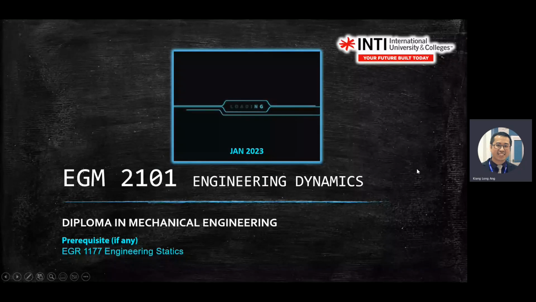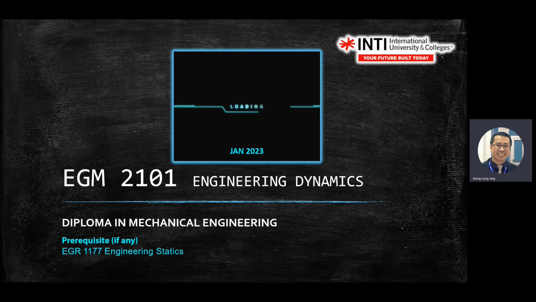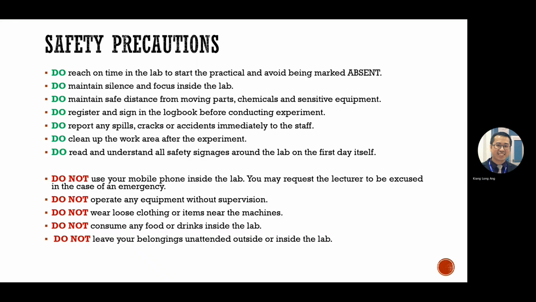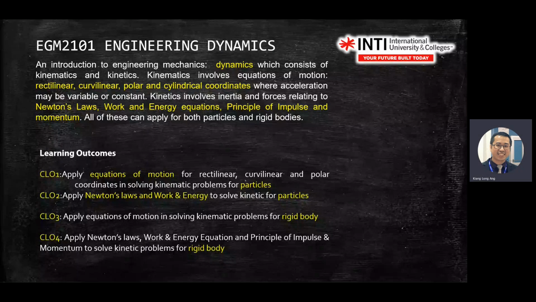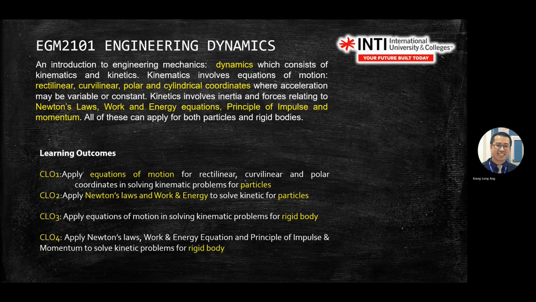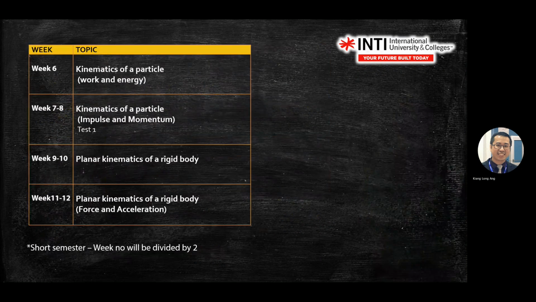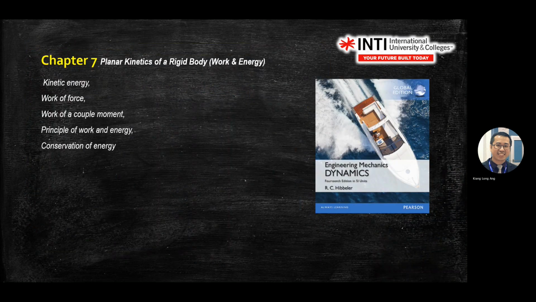Okay, chapter 7 is application of principle of energy. Just a recap: your test 1 is already done. Test 2 will be focused on rigid body. So in chapter 7, we will look at work and energy.